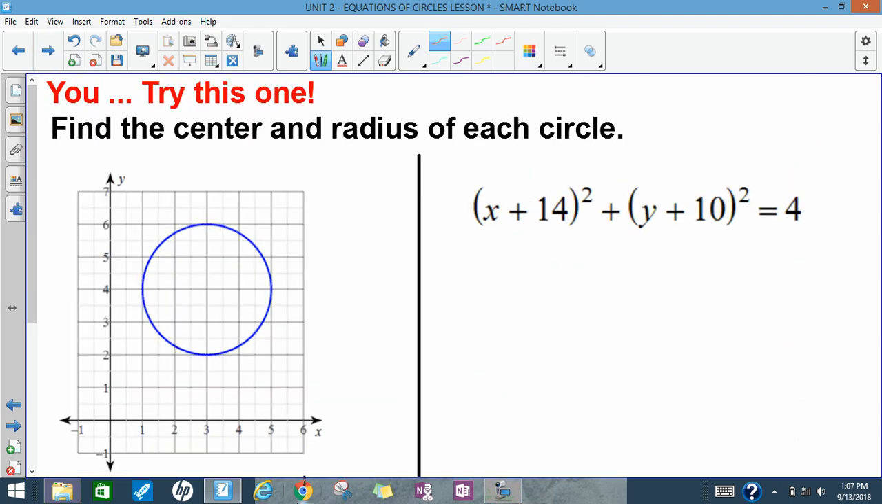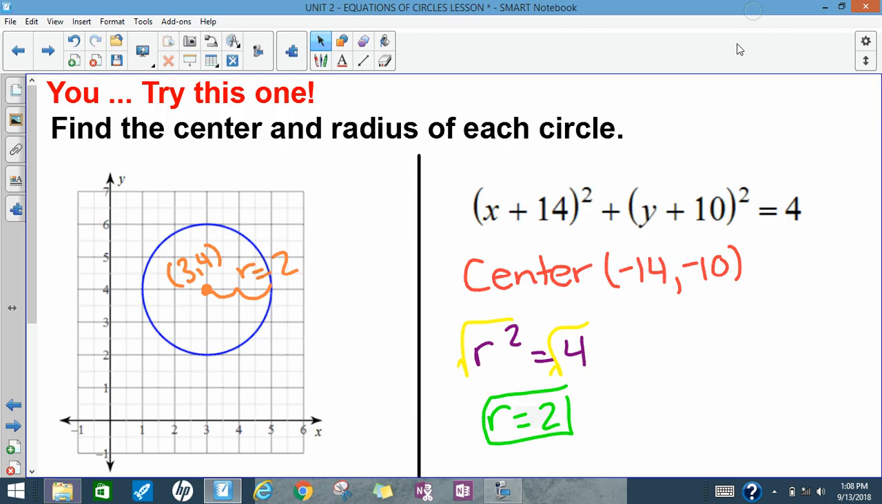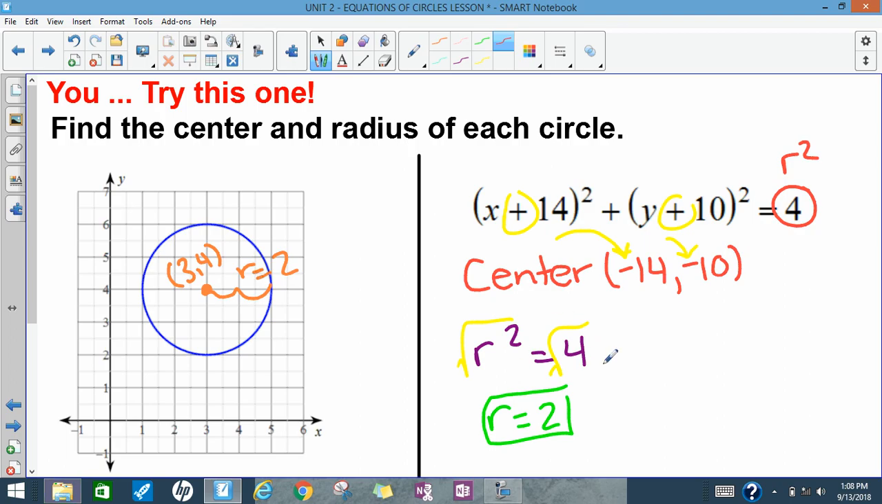So go ahead and pause here. I want you to find the center and the radius for the circle on the graph and the circle described by the equation. So you should have found in this graph the center is located at (3, 4), and the radius is 2 units. And here it's important to notice that because I have addition in both of these parentheses, my center is going to have two negative values. So (-14, -10) is my center. And then the 4 represents r squared, so I have to square root 4 to figure out that r, the radius, is 2.